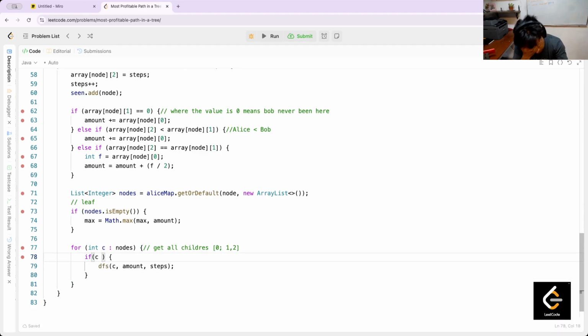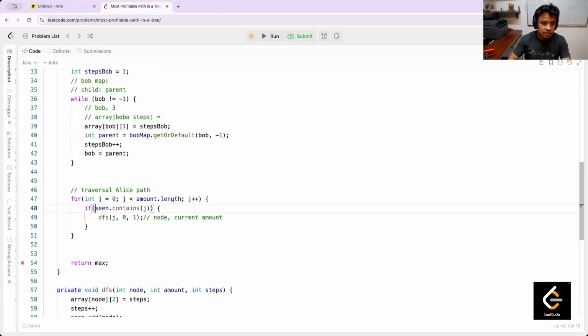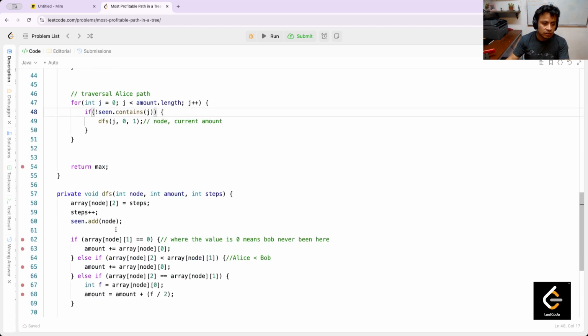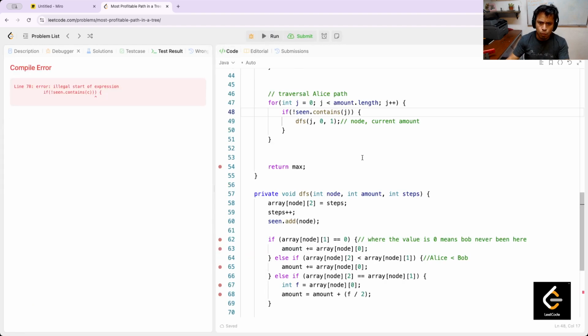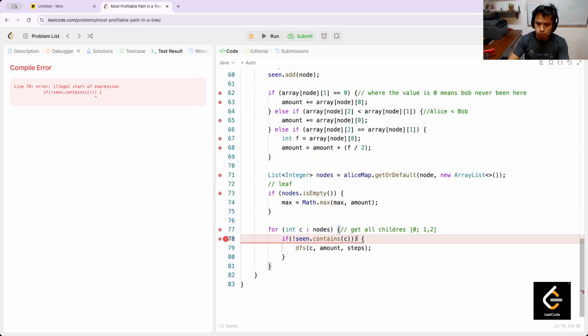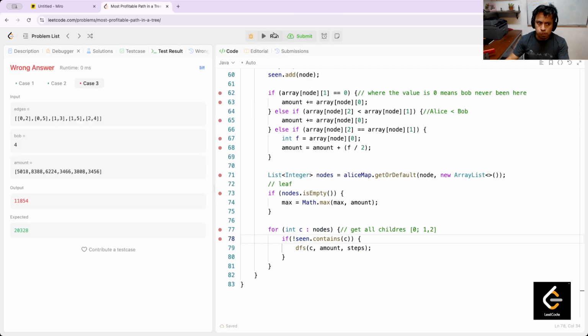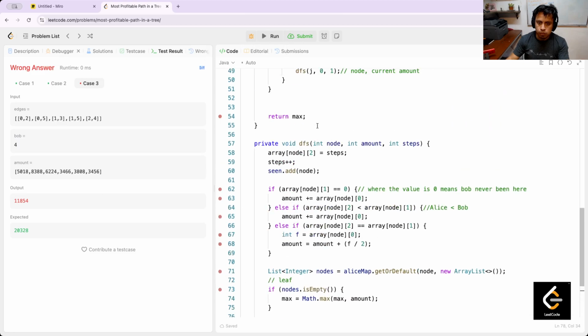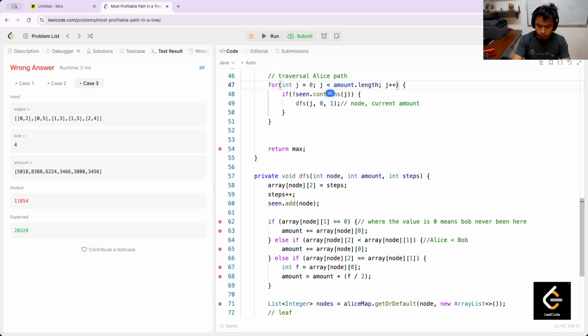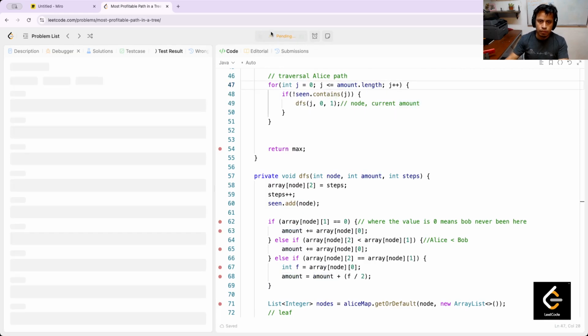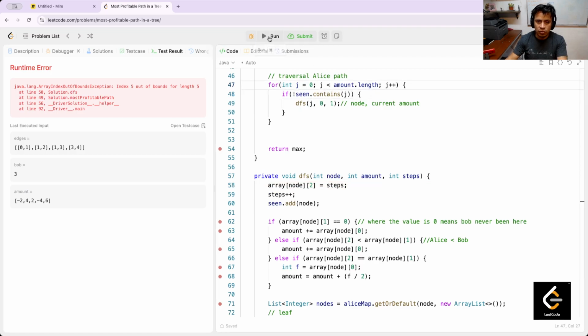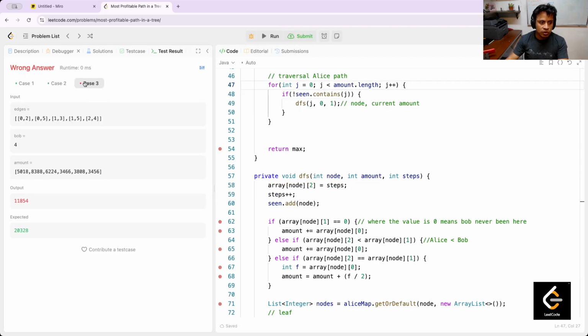If seen dot contains negative, it means that you can continue. This case is the same. If not contained, you can do it. Works here.